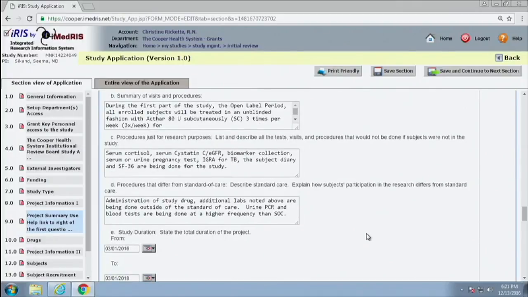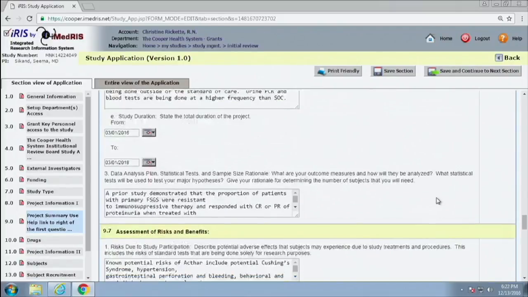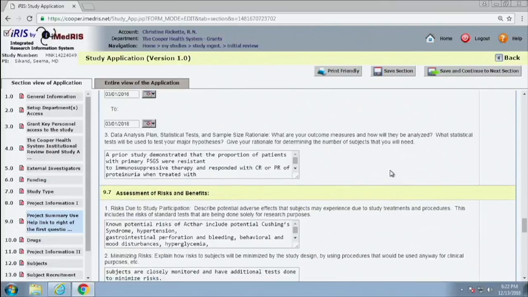And what differs from standard of care? If this is a sponsored trial, a lot of times I get this information from the investigator directly. It'll also be in the budget, things that they pay for. Study duration again, your data analysis and statistical tests, and if you need help and you're the PI and it's your protocol, then you can reach out to Crystal or John for their assistance with writing this.